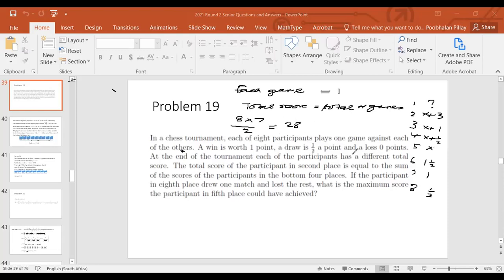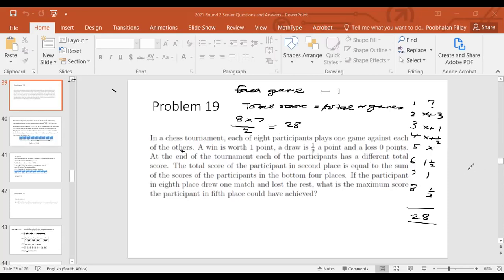If you wish, you can count all the games. It's not difficult to count it. First one plays 7, the second one plays 6, and so on and so forth. All right, so therefore the total score will be 28 when you add up all the scores.